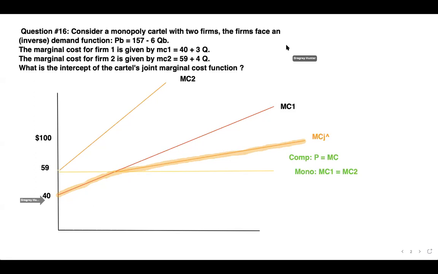Part of it is just the marginal cost of firm one down here, but then eventually we get this part of it that's this combined equation where we're adding up MC1 and MC2, but horizontally, we're not stacking them vertically. And this is, again, one of the things that is explained in great detail.